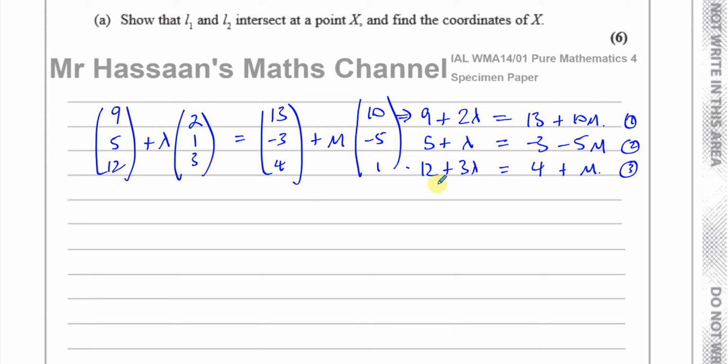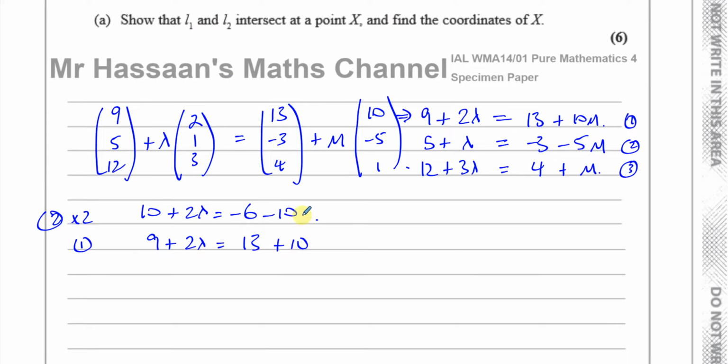So let's take equations 1 and 2 and try to solve them simultaneously. You could do this in a number of ways. You could use some sort of substitution, or you could use simultaneous equations. Let's use simultaneous equations. Let's multiply equation 2 by 2. In that case, you're going to get 10 plus 2 lambda equals -6 minus 10 mu. And let's write equation 1 down underneath it, which is 9 plus 2 lambda equals 13 plus 10 mu.